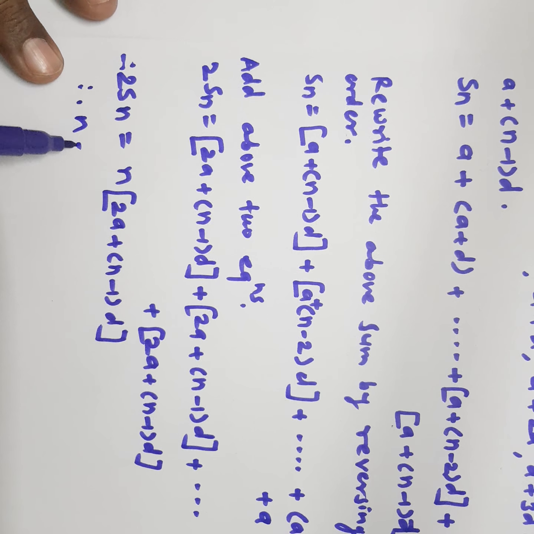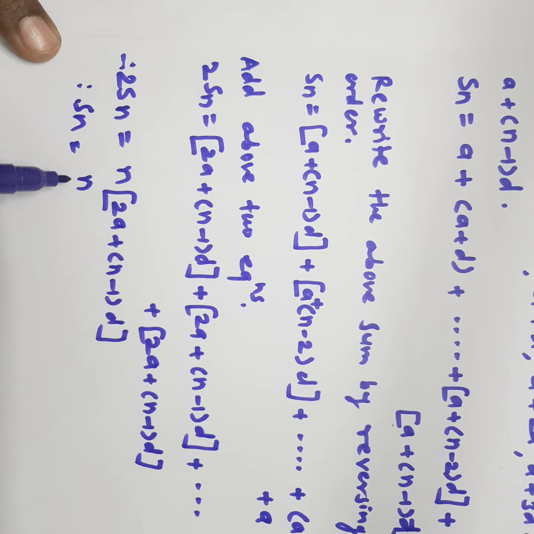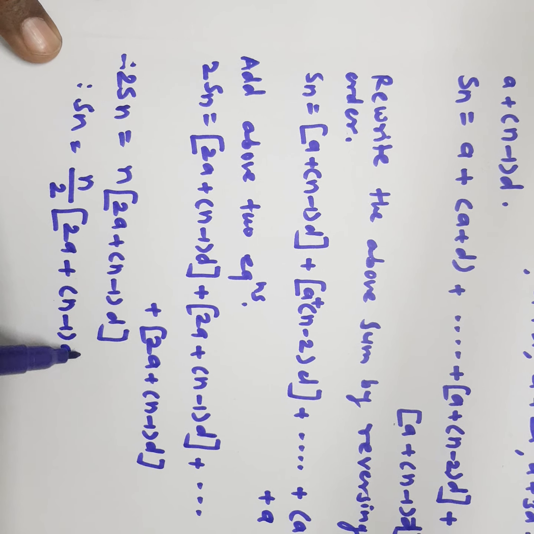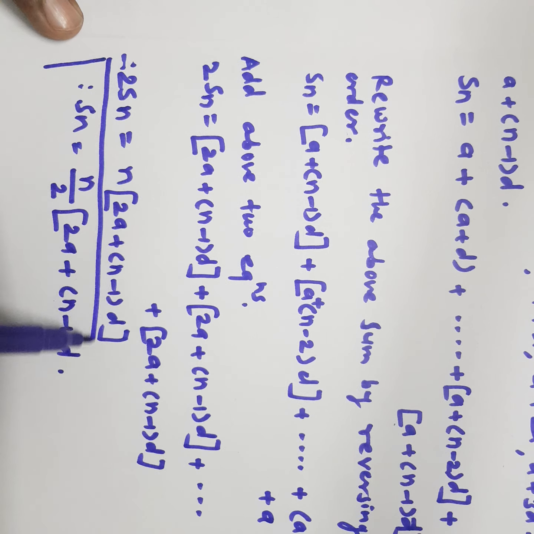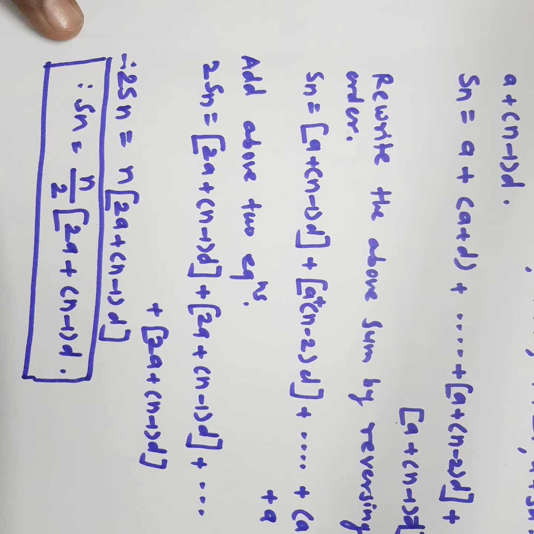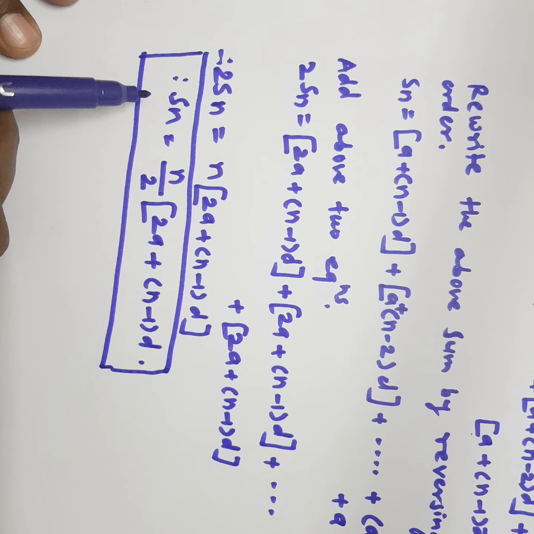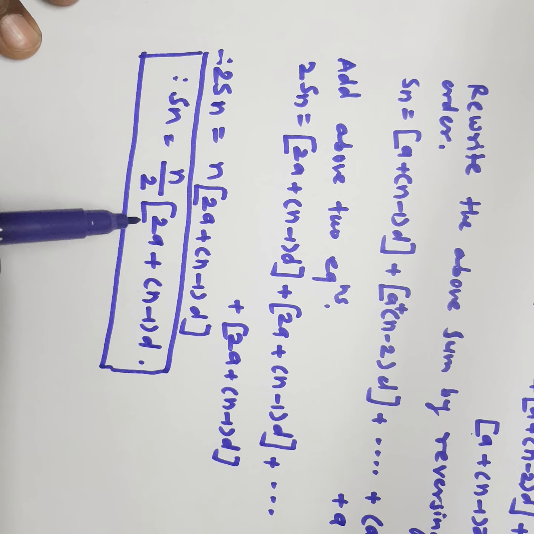Therefore Sn is equal to n by 2 into bracket 2a plus n minus 1 into d. It is the formula for sum of n terms. Sn is equal to n by 2 into 2a plus n minus 1 into d.